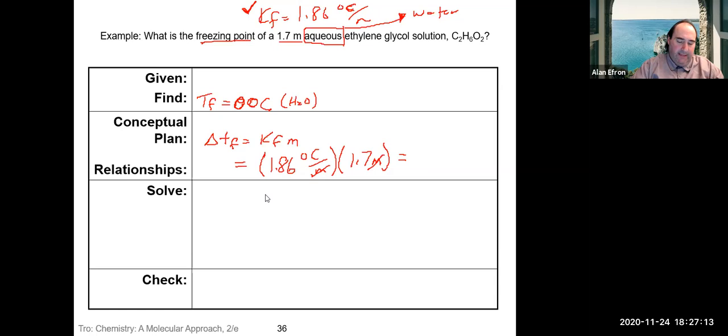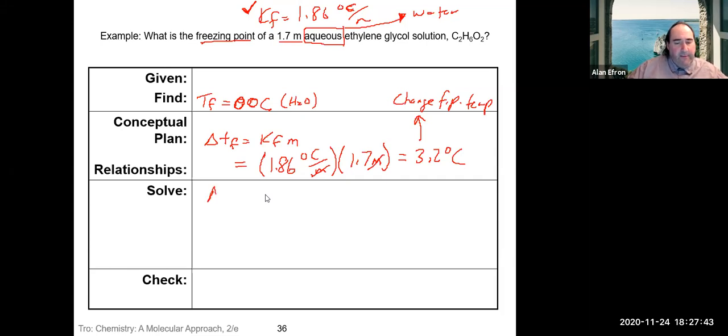So we got 1.86 times 1.7, going to give us something like 3.2 degrees Celsius. Now, this is where sometimes people make a mistake and they box this as their answer. This, again, is not the answer. This is actually the change in freezing point temperature. What we're looking for is the actual temperature at which this solution would freeze.